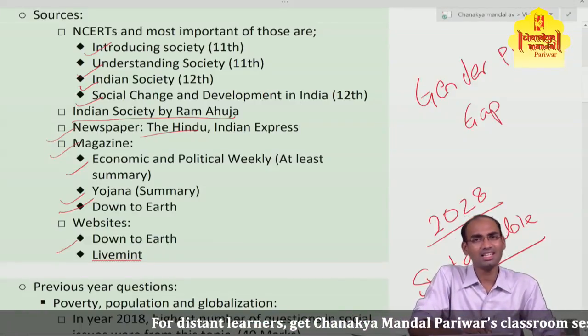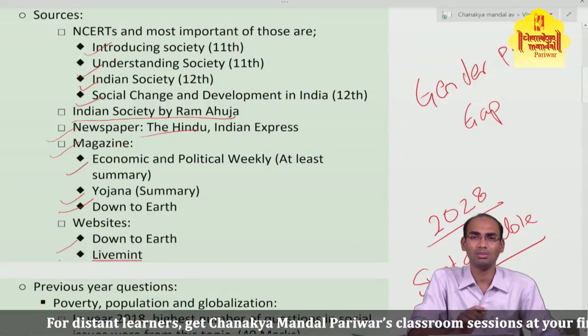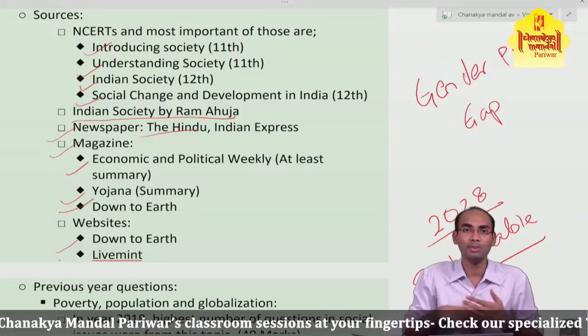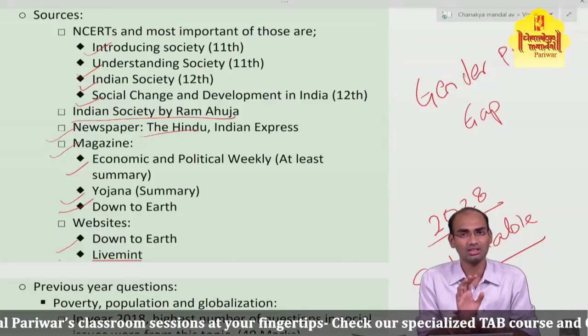Okay, websites, again Down to Earth and LiveMint. LiveMint is available only on the internet, so one should go for it. One should read its opinions, op-eds and editorials, quite good.